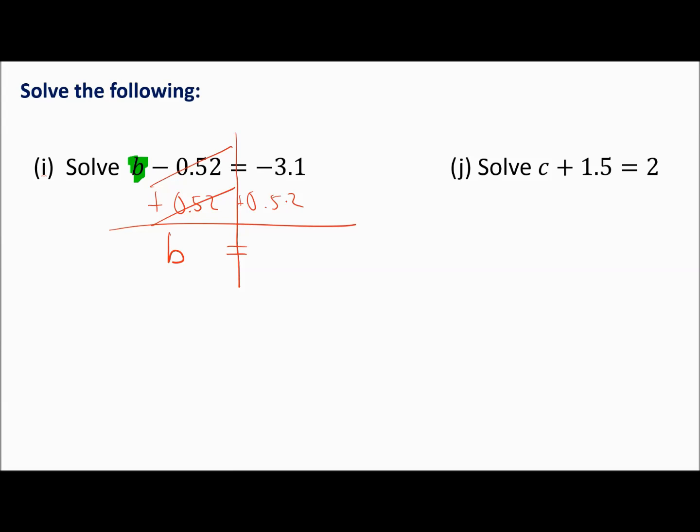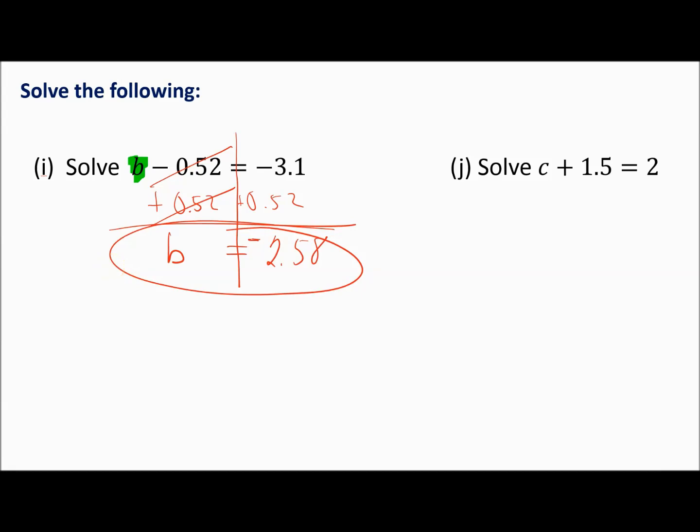Oh, I said that backwards. 3.1 minus 0.52. And you keep the sign of the heavier one, which is negative 3.1. 3.1 is a bigger number than 0.52, right? So when I subtracted, I got 2.58. But the negative one is bigger, so negative 2.58 should be my solution.